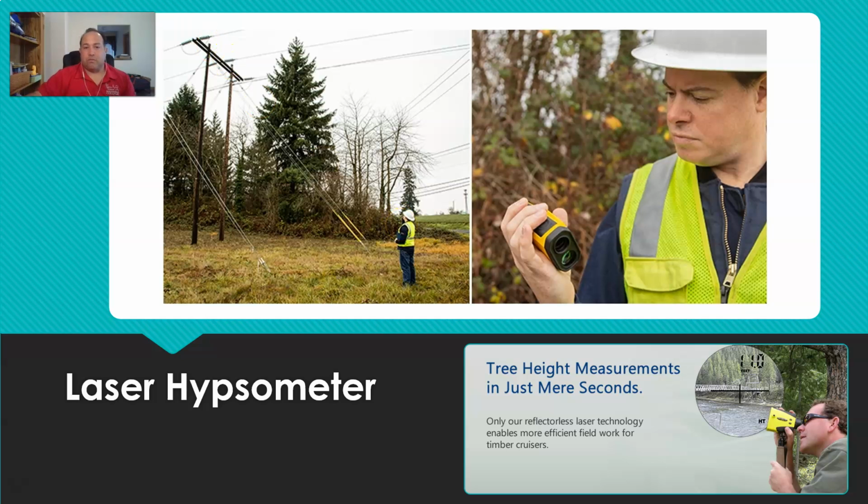The mode that I like to use, which is more like the clinometer, is I get a horizontal distance, I shoot the bottom of the tree, or in this case a utility pole, I shoot the top of the tree, or in this case a utility pole, and then I get a height measurement.